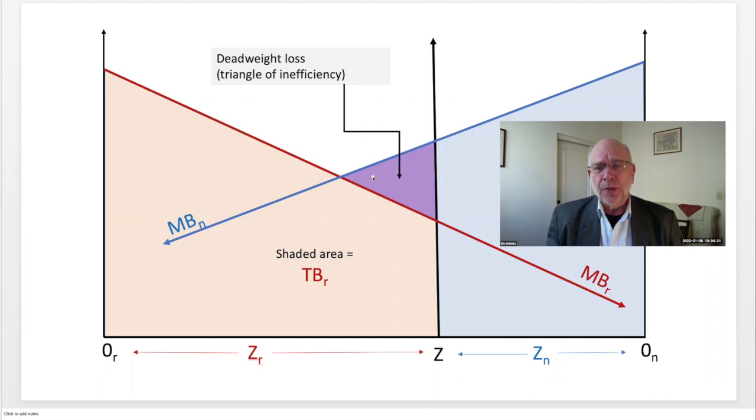And so this purple area, which is representing the deadweight loss, indicates a kind of opportunity cost associated with this allocation Z. This represents additional total net benefit that could be derived if we were to allocate more non-residential use and hence less residential use, and essentially to move that allocation Z to the left in the manner indicated here.